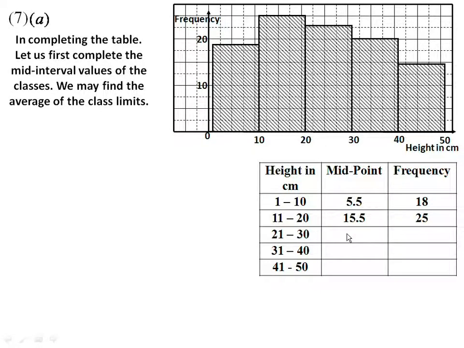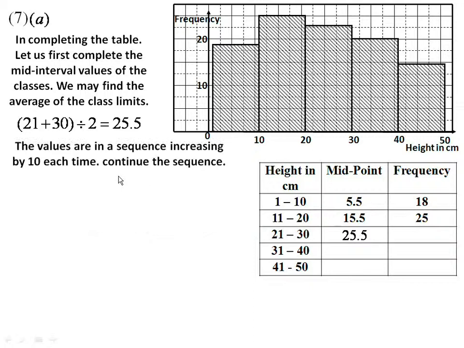But let us do another one first. We have 21 plus 30, and we divide that by 2, and we get 25.5. And of course, we are increasing by 10 each time. So the values are in a sequence increasing by 10 each time. So continue the sequence going up by 10 each time. We get 35.5. And going up by another 10, we get 45.5.